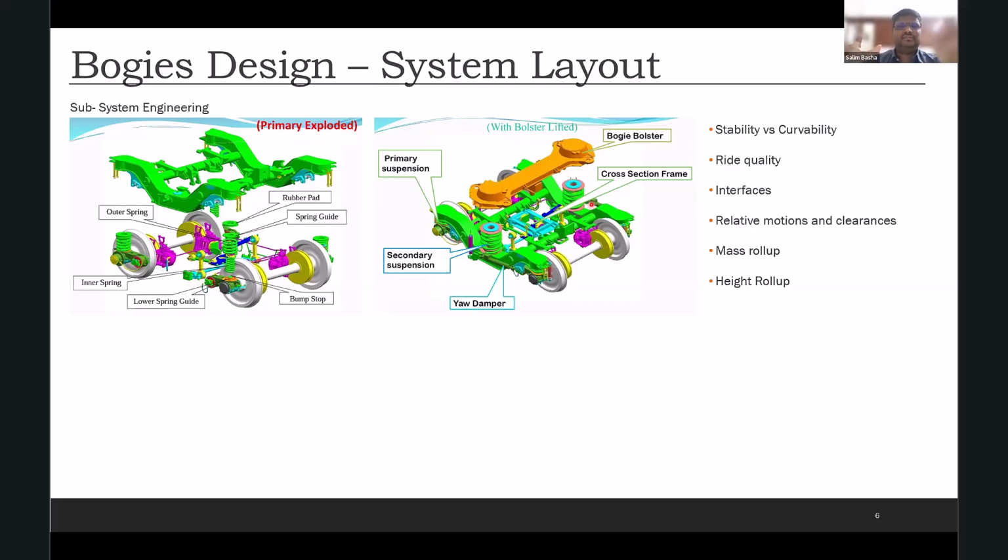And also the mass. The whole locomotive is supposed to be of a certain mass, and they will allocate some mass for the bogies. I need to ensure that my bogie does not cross that allocation. So that level of analysis is done at system level. I'm trying to show that in this slide.